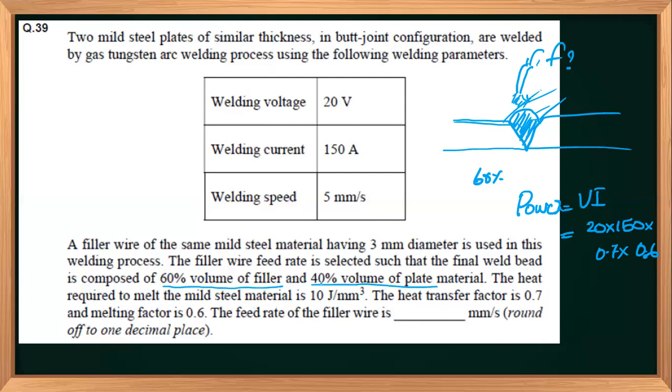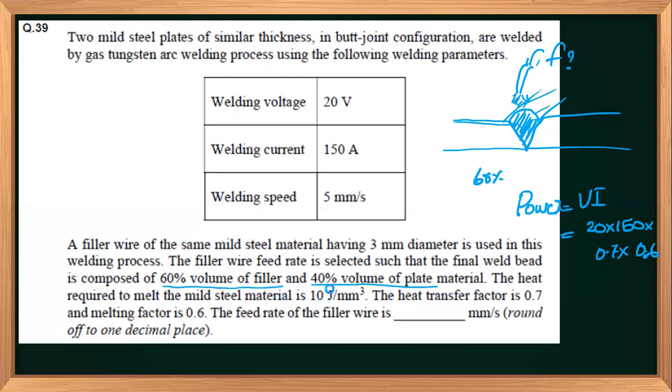This power is used for melting what? Out of the total volume, 60% is contributed by the filler material feed. And you also know the specific welding energy. Now you can simply write. Let me write it down. I will write it on the next page.